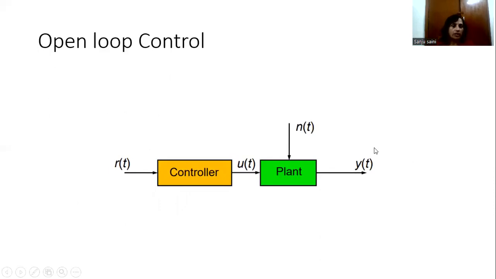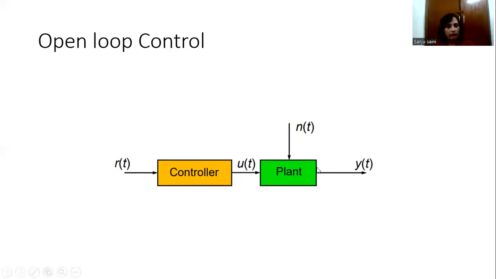Then when we talk about the types of control, we can have two types. First is the open loop control. Open loop means there is no feedback. In case we want the plant to produce a particular output, then the input to the plant is controlled with the help of the controller. Here the controller is shown with the yellow block, and the plant is shown with the green block. R(t) is the desired output, basically the reference input, also called the desired output.